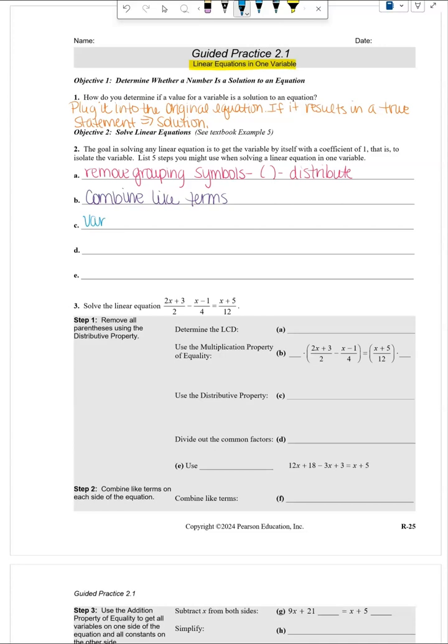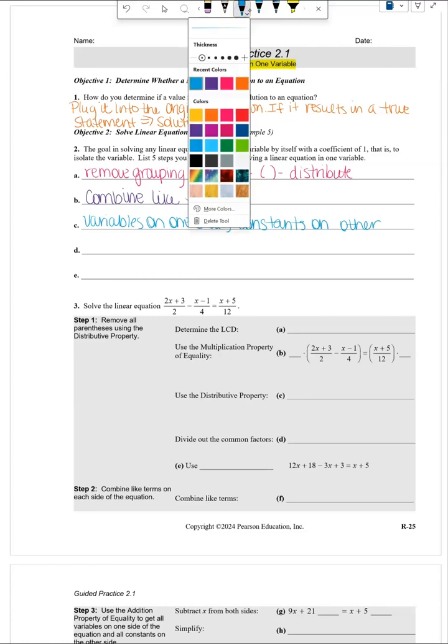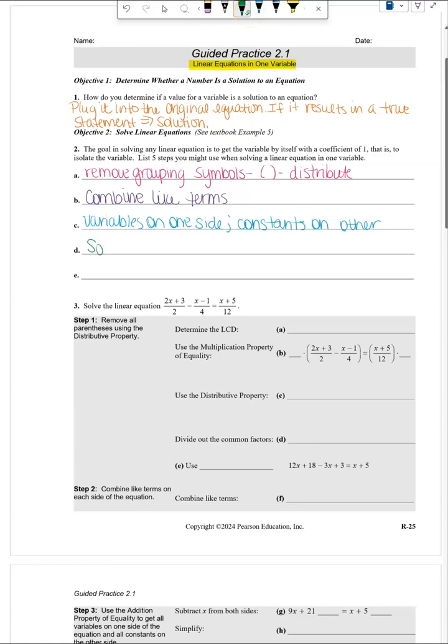Remember, constants are just any number that doesn't have a variable attached to it. Now next is to solve, right? You just solve for your variable, your x or whatever your variable is. Sometimes they switch it up, not often, though. And then last but not least, we always check your proposed solution and make sure that it is true.